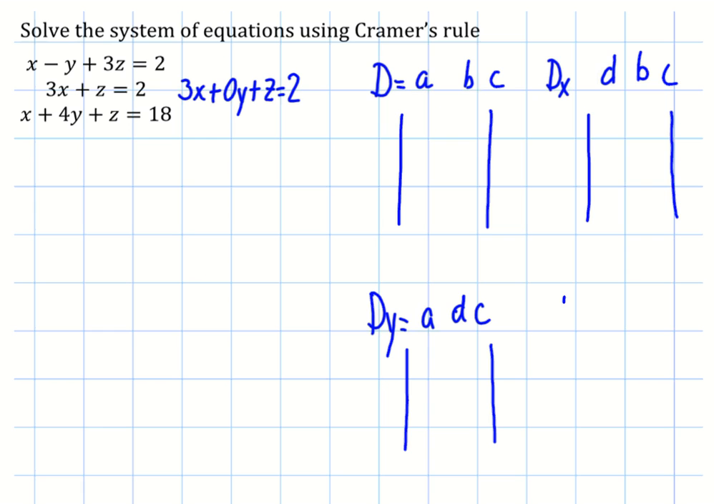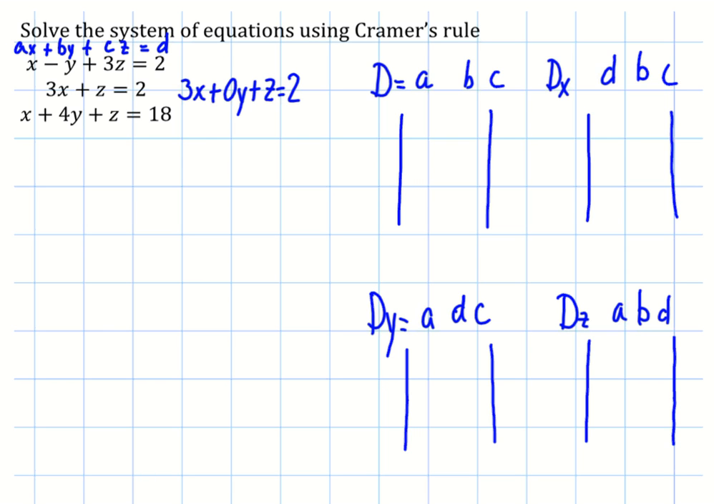And DZ is A, B, D. Okay, so let's go back and look at, remember this is AX plus BY plus CZ is equal to D.